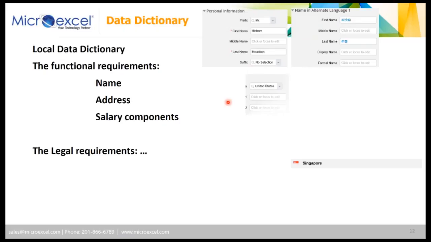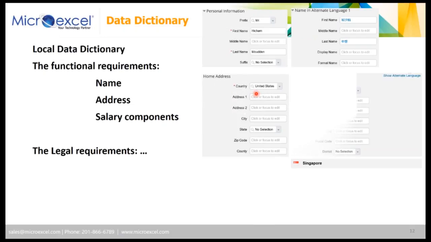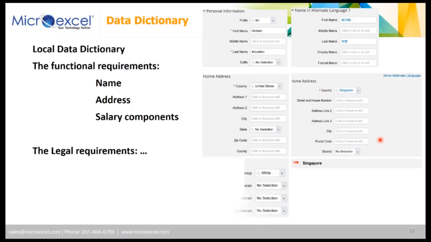Another one is the address, for example. If you look at the address for the United States, it has a certain format. If you look at Singapore, for example, it's a different format of address. So again, the system is all set and already has quite a number of countries, or most of the countries, configured for that. The same goes for the legal and regulatory requirements.